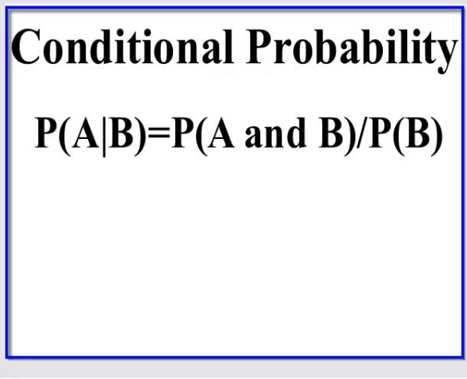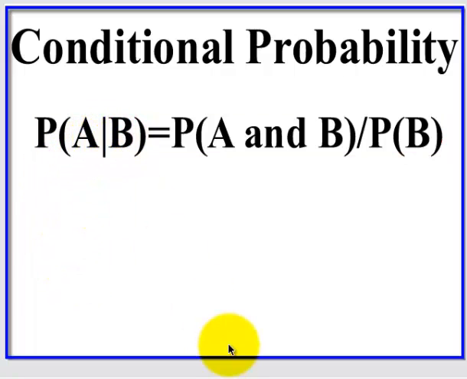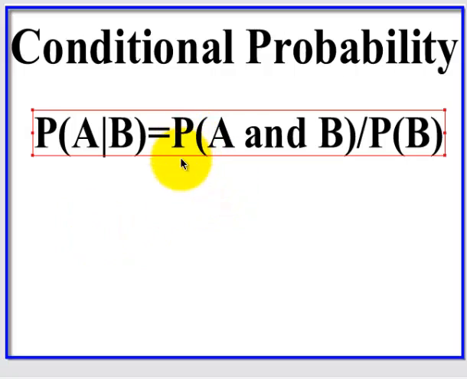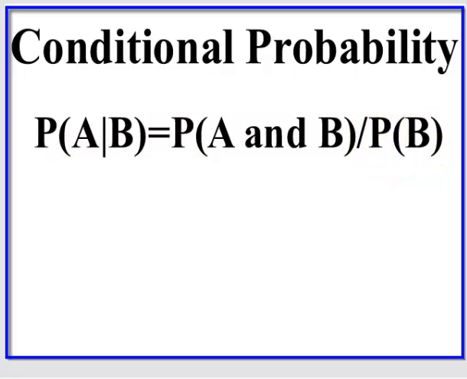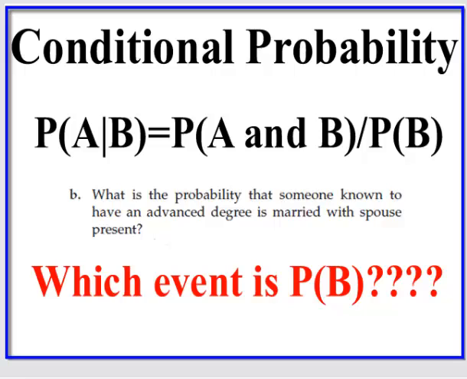So this is the formula, the way I was taught: the probability of A given B. Mathematically speaking, it's the probability of A and B divided by the probability of just getting B. So with our problem, we have to decide which event is B. That's the thing that has to be in place before you can calculate A. So in other words, which is the condition that must be met first?